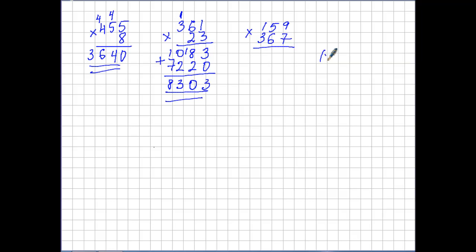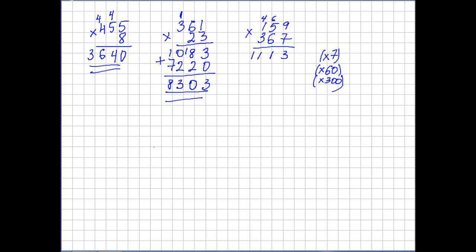First, we will multiply 159 by 7. Then we will multiply it by 60. And then we will multiply it by 300. Okay? Now multiplying by 7. 159 by 7. 9 times 7 is 63. I write 3 here and 6 on top of 5. 5 times 7 is 35. Plus 6 is 41. 1 here and 4 on top of 1. 1 times 7 is 7. 7 plus 4 is 11.